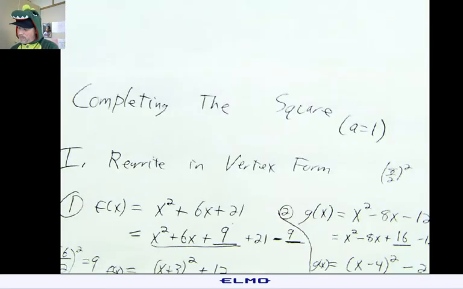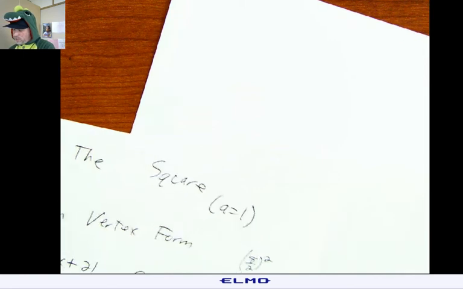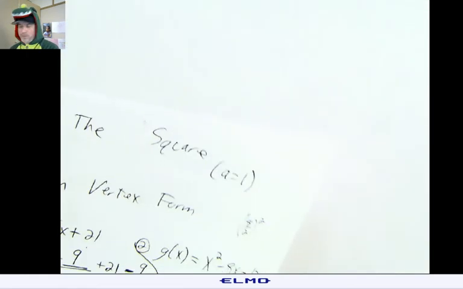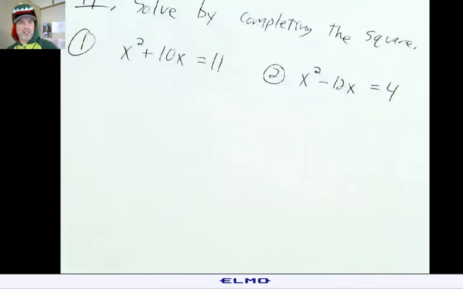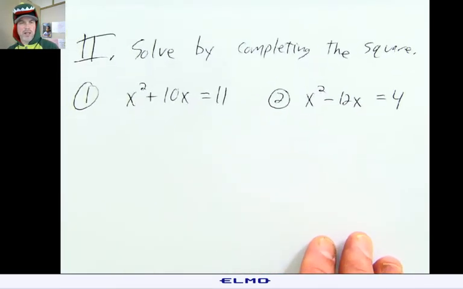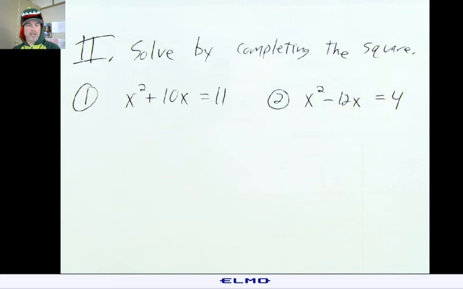Part two is actually solving equations. Elliot's having butterfingers. Here we go. Solve by completing the square. So they give me a quadratic, and I need to solve it by completing the square.